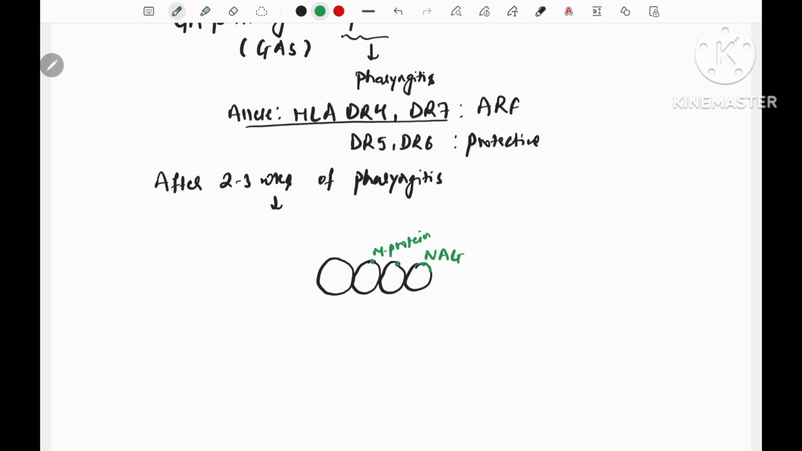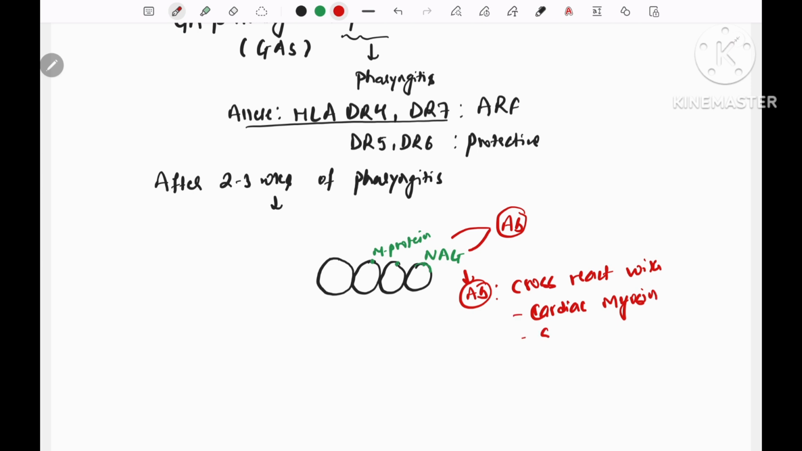So our body makes antibodies against this M protein and NAG. Now the antibodies which are formed cross react with our body proteins, like the cardiac proteins such as cardiac myosin and sarcolemmal membrane proteins.